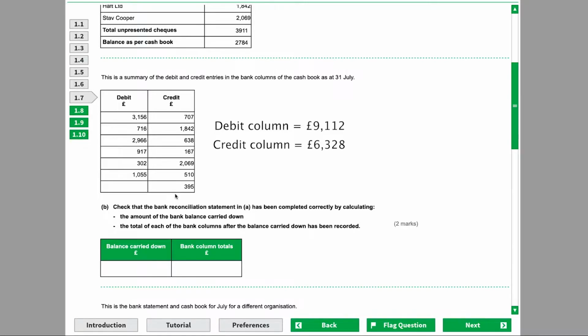The difference between these two figures will be your balance carried down, so that would be 9,112 minus 6,328 to give us a balance of 2,784. Now the bank column totals would literally just be the highest out of your debit or credit side, and therefore it would be 9,112. So let's enter these two figures in.